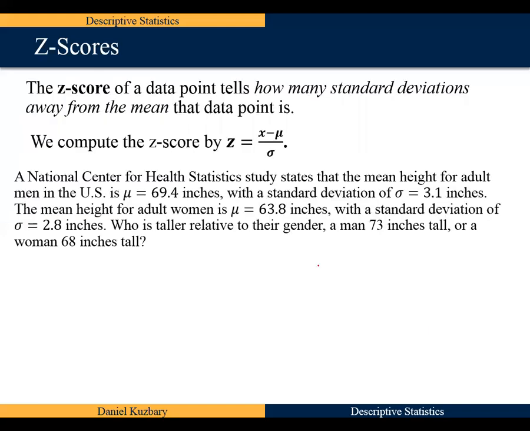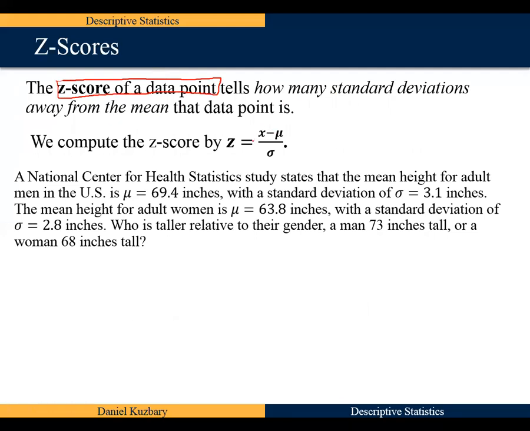So this is what a z-score is. The z-score refers to a particular data point. Unlike the mean and the standard deviation, which talk about all the data, each data point can have its own z-score. So we're just talking about one data point, like 73 is how tall the man was. The z-score of 73 is blank. It tells how many standard deviations away from the mean that data point is.